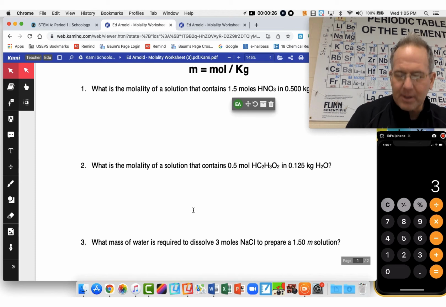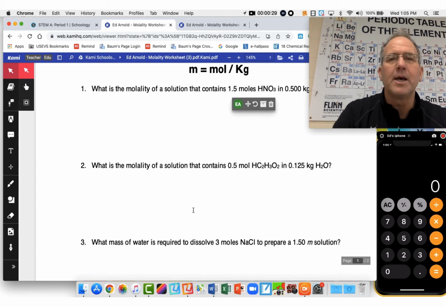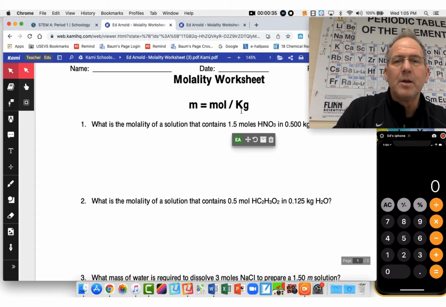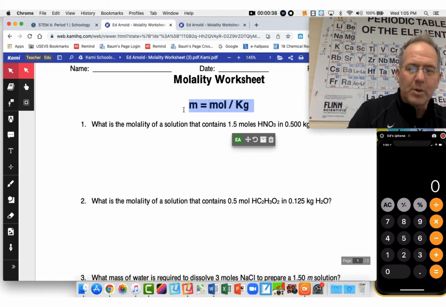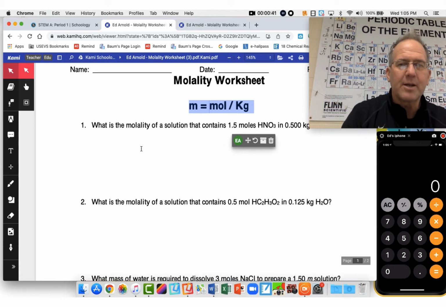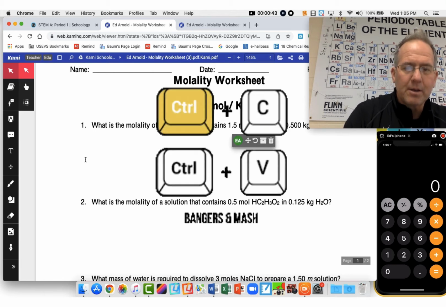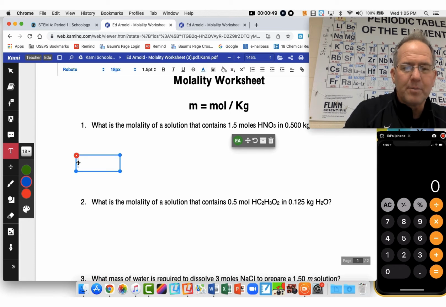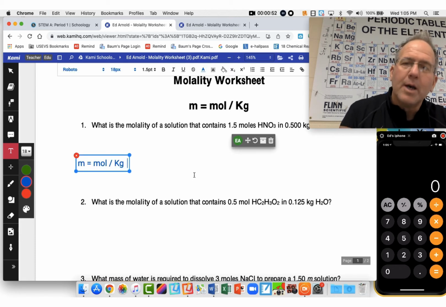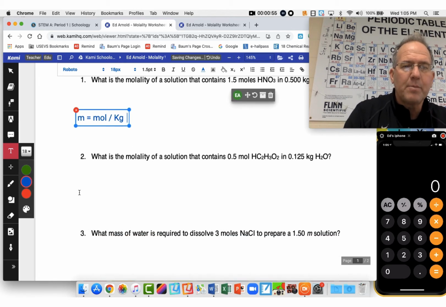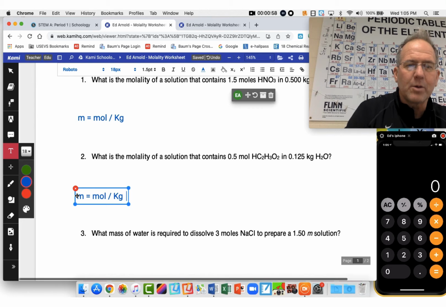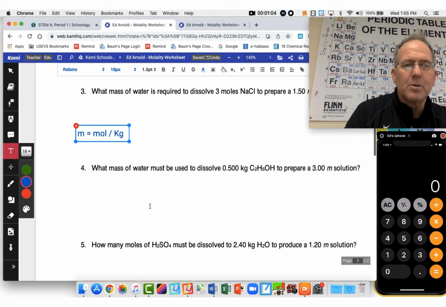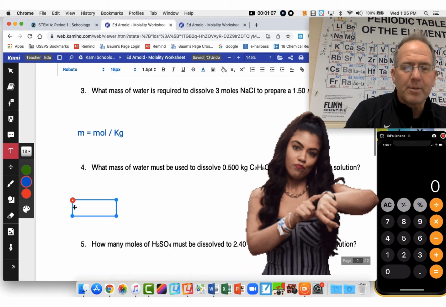I have my calculator ready to go because I'm going to need it today. This is going to use the molality equation. If you want to copy that equation, Control-C, we'll paste it right here. Make sure you're in a text box, and paste it in there. To save yourself some time, I would just paste it all the way down, since you need it for every problem, and it will also get you set up for the problems.